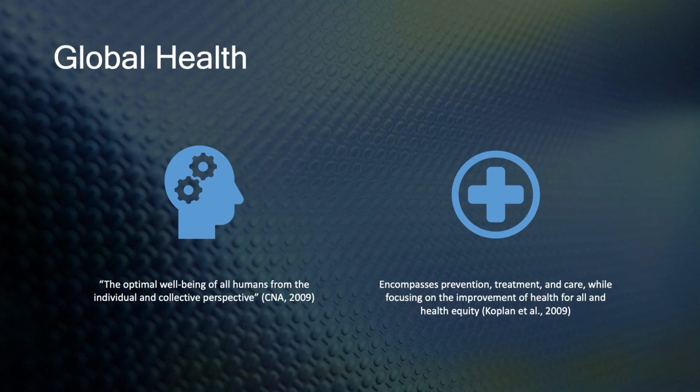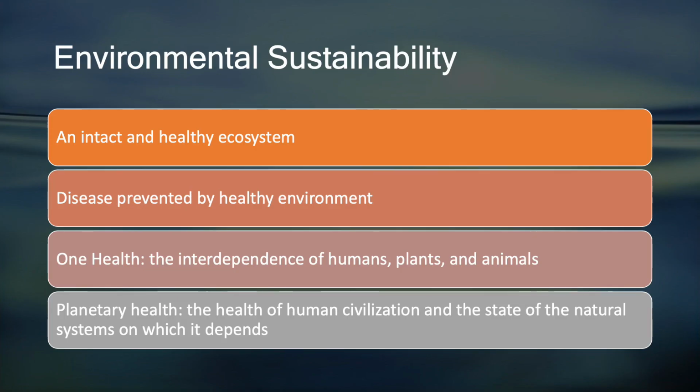Global health is defined by the Canadian Nurses Association as the optimal well-being of all humans from the individual and collective perspective. Global health encompasses prevention, treatment, and care while focusing on the improvement of health for all by achieving health equity. One aspect of global health is environmental sustainability.